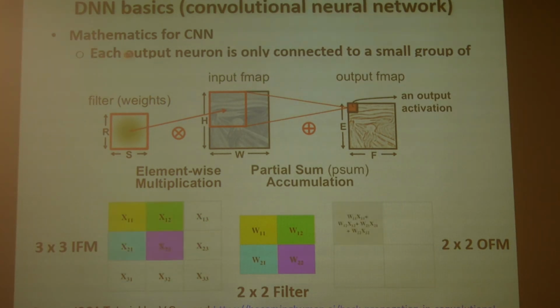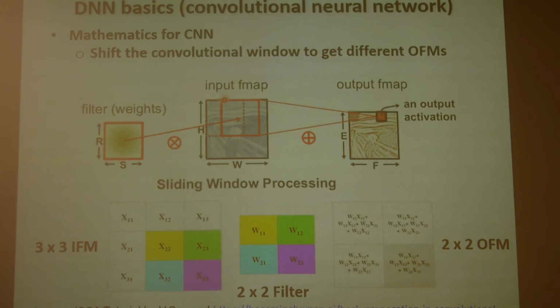To get the output feature map of the convolutional neural network, the filter interacts with just a small area in the input feature map and gets one output neuron here. The filter is also shifted, moved across the input feature map, and we get different output neurons. For example, here we have a 3x3 input feature map and a 2x2 filter.